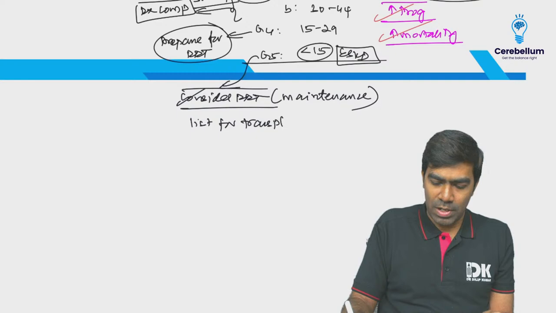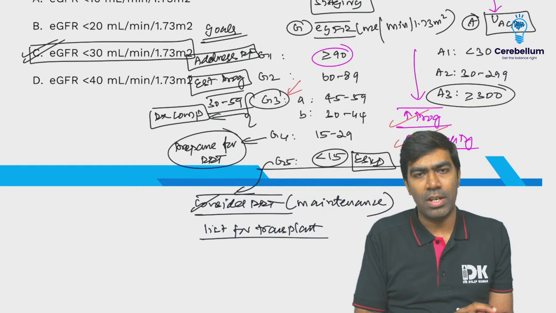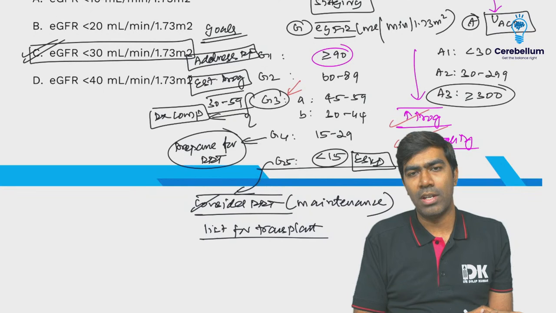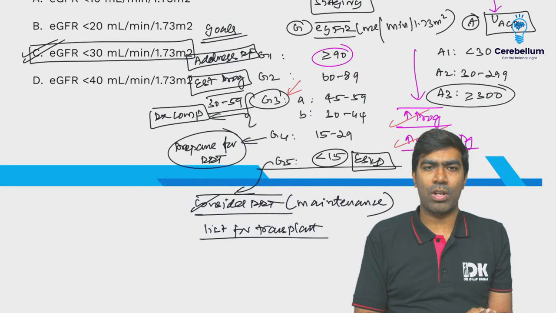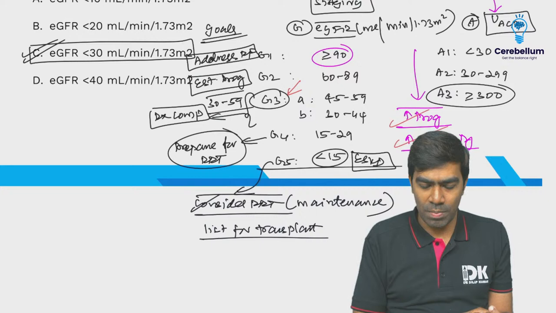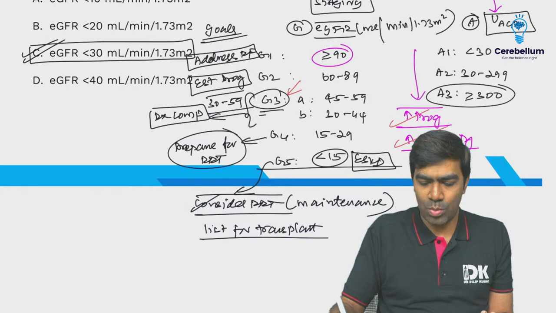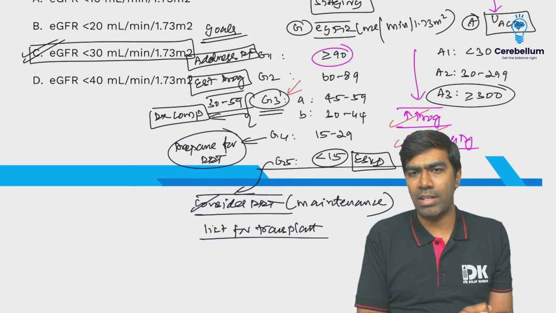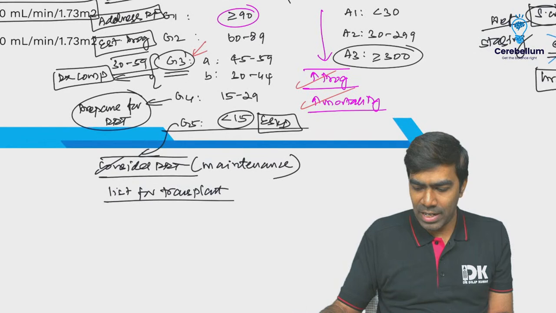So the goals of therapy are also going to be different. In stage one, G1, you're going to address risk factors predominantly to prevent further progression of CKD. In G2, you're going to estimate progression by measuring GFR and albuminuria. In G3, you have to start treating the complications, because most of the complications start once the GFR goes below 60. In G4, you're going to prepare for renal replacement therapy. And in G5, you're going to consider renal replacement therapy, that's maintenance renal replacement therapy, and list the patient for transplantation.